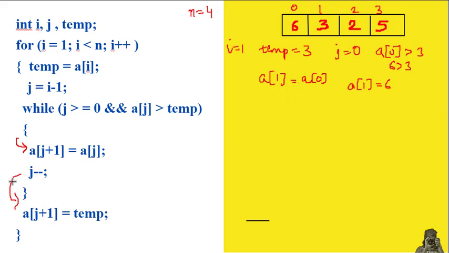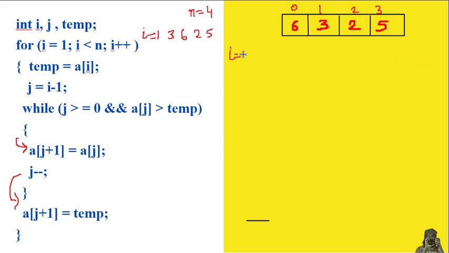After the while loop, when we go out of it, j is decremented because that statement has been executed. So j's current value was 0, and after that its value became -1. So a of j plus 1, which is -1 plus 1, becomes 0. So a of 0 is vacant, and onto that we can pass the temp value, which here is 3. So after the first iteration, our array will look like this: 3, 6, 2 and 5.